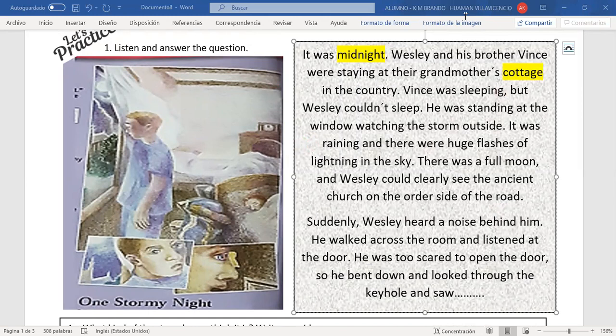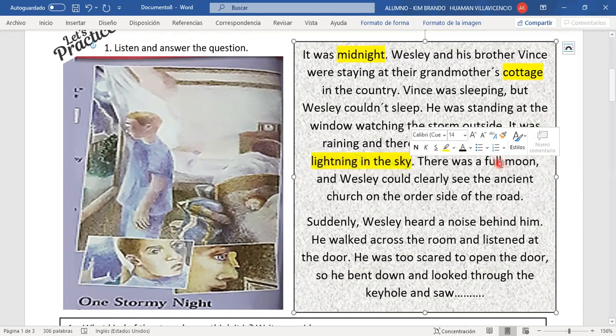He was standing at the window watching the storm outside. It was raining, and there were huge flashes of lightning. Enormes destellos de relámpagos, ¿no? Enormes destellos de relámpagos in the sky.